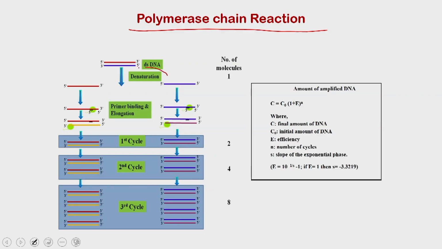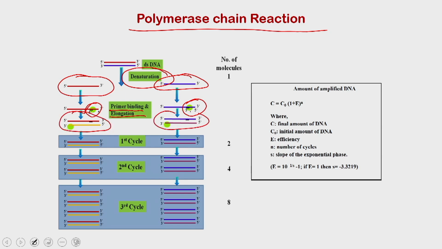One is denaturation. In the denaturation step, the template is going to be broken down into the individual strands. Then you have the annealing step, where your primer is going to bind. The forward primer will bind to this, the reverse primer will bind to this, and then you have an elongation step where, with the help of the primer and DNA polymerase, the next strand is going to be synthesized. If you started with a single molecule in the beginning, after the first cycle you are going to have 2 molecules, after the second cycle 4 molecules, and after the third cycle 8 molecules, and so on.